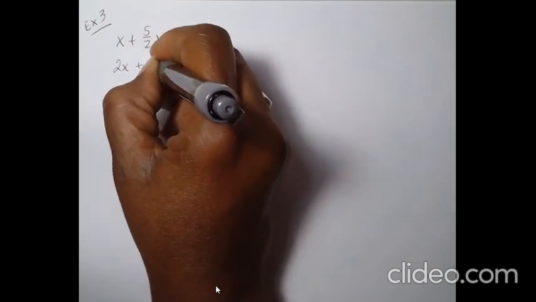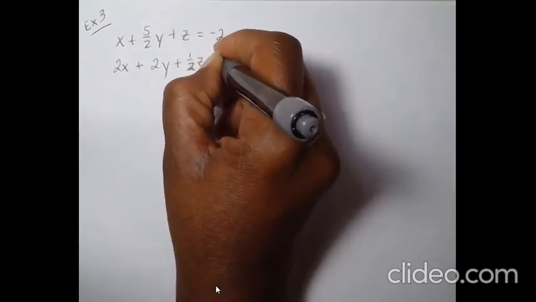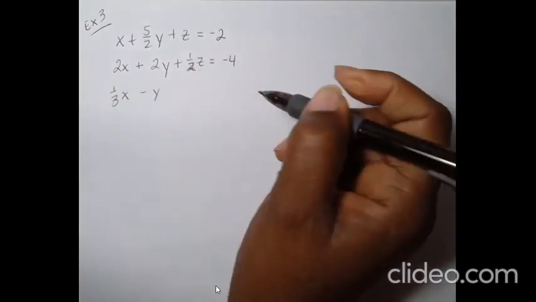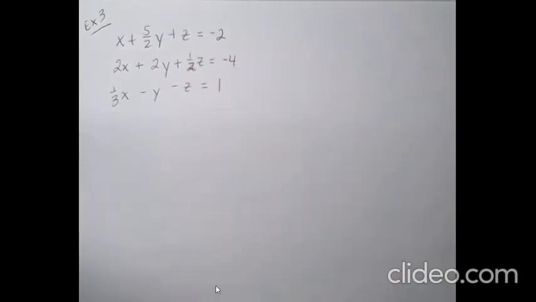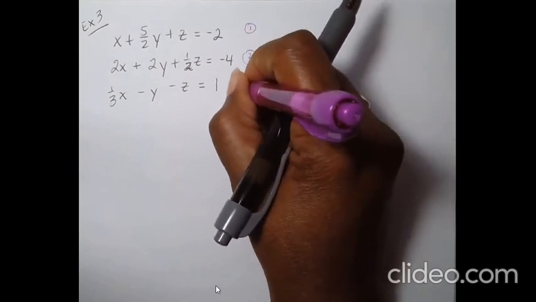2x plus 2y plus 1/2 z equals negative 4. And 1/3 x minus y minus z equals 1. I'm going to call these again equations 1, 2, and 3.